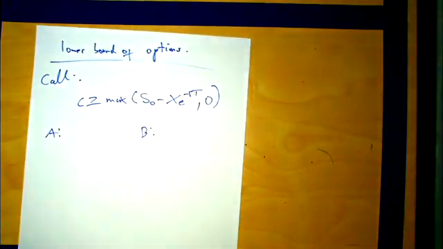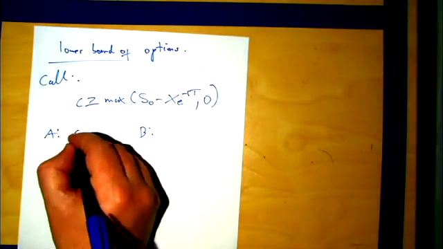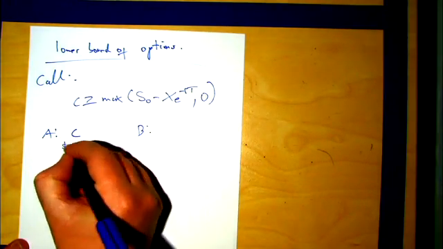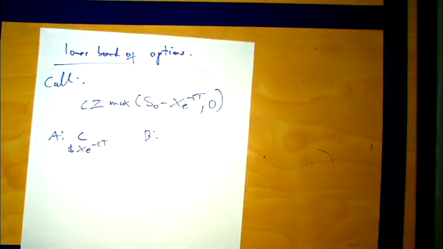We have portfolio A and portfolio B. Portfolio A is comprised of two things. One call option, so it's got a call option in there. And it's got some cash equal to the present value of the exercise price. So portfolio A has a call option and some cash equal to the present value of the exercise price.